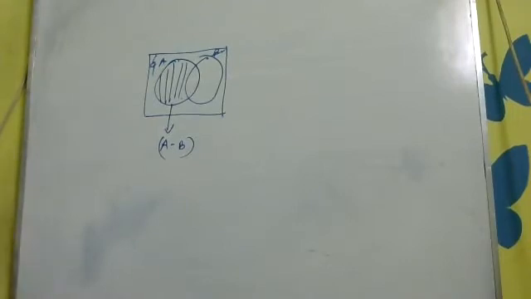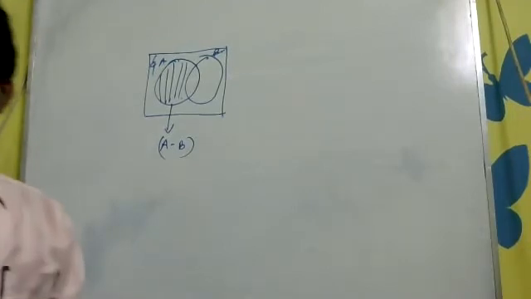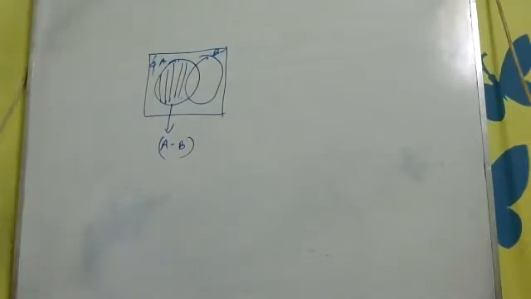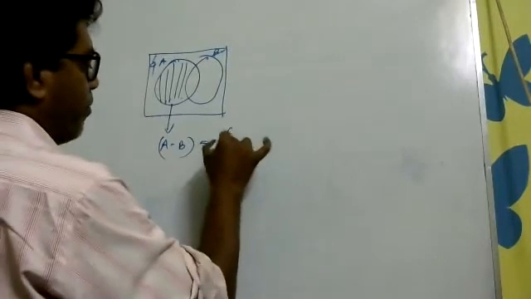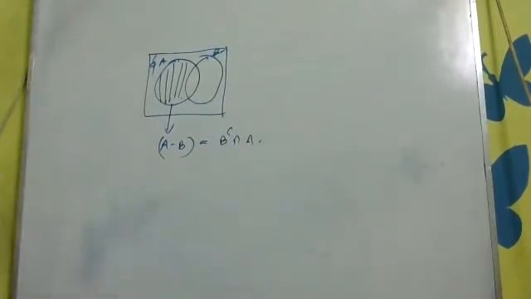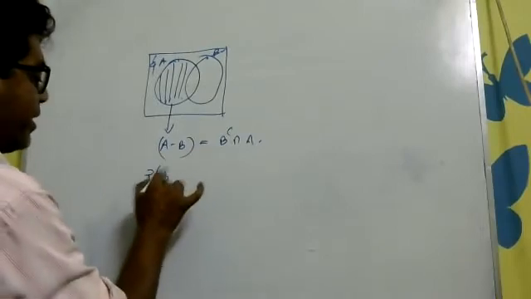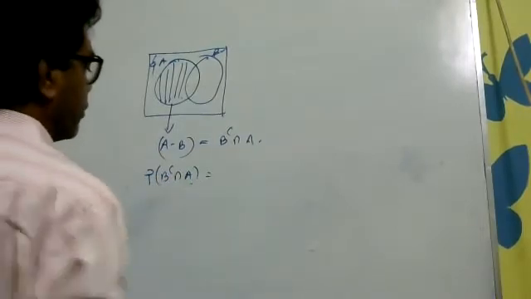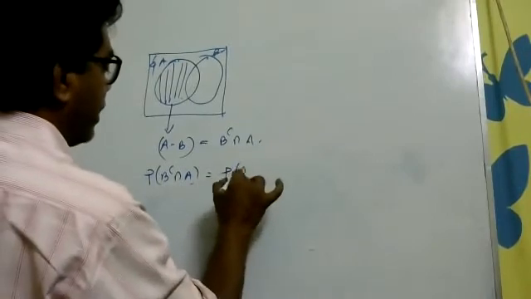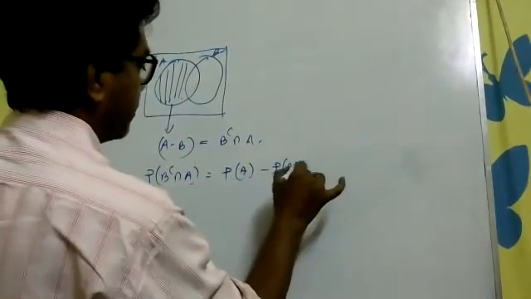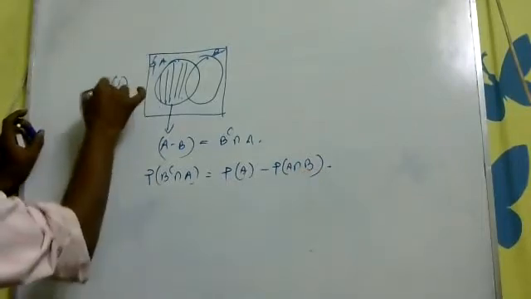A minus B means क्या होता है? In set theory, A minus B means the elements of set A which are not included in set B. That is the meaning of A minus B. It is also written as B complement intersection of A. A minus B का मतलब होता है B complement intersection of A. The probability of B complement intersection of A is equal to probability of A minus probability of A intersection B. This is the number one case.